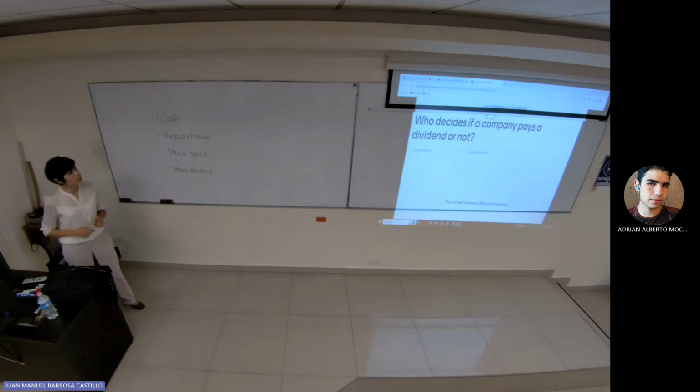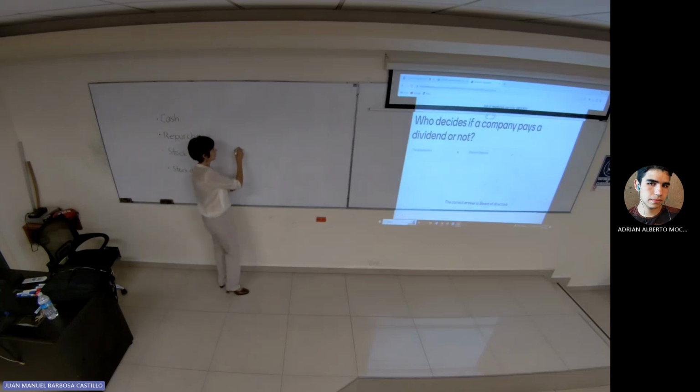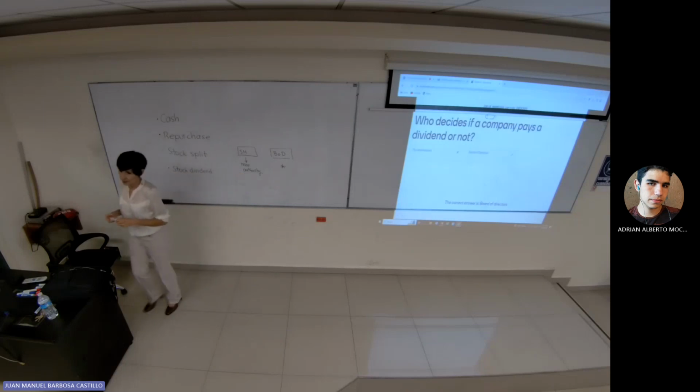So who decides if a company pays a dividend or not? The board of directors. And who votes there? Remember, we have the shareholders meeting and the board of directors. This is the maximum authority. The company votes for the payment of the dividend at the board of directors. Many shareholders will be represented there, but the vote is in the board of directors.